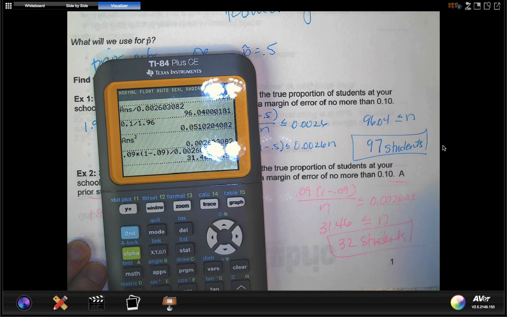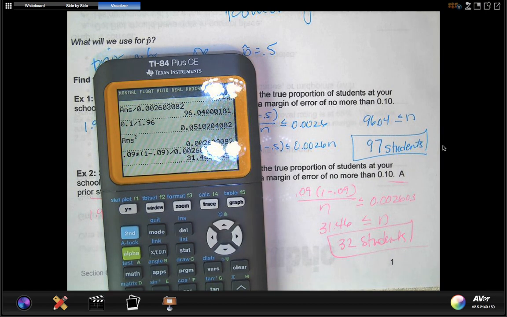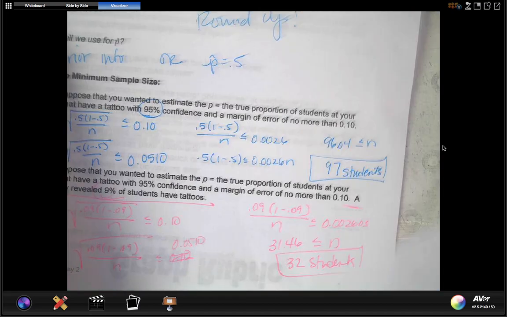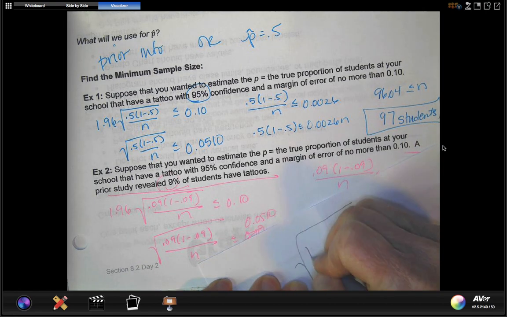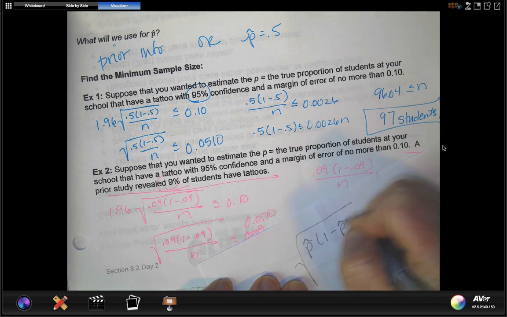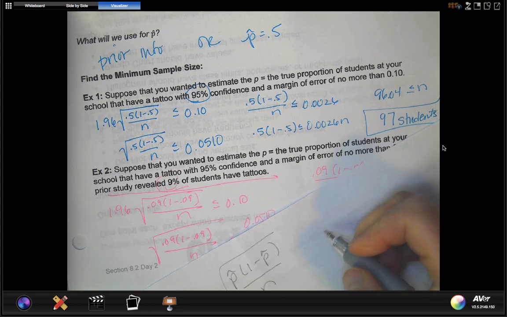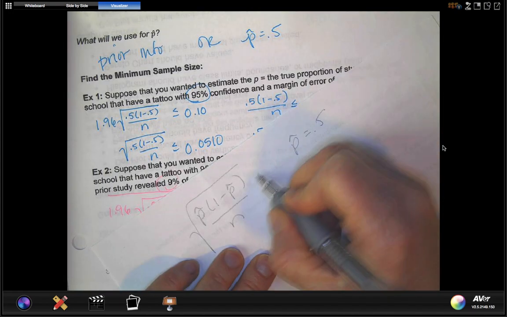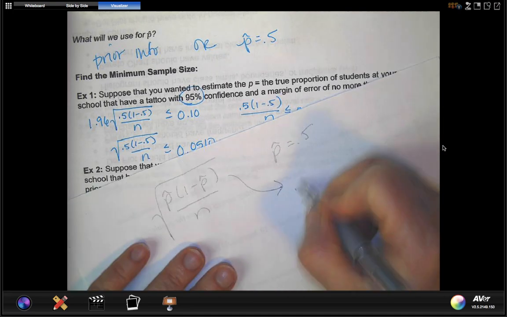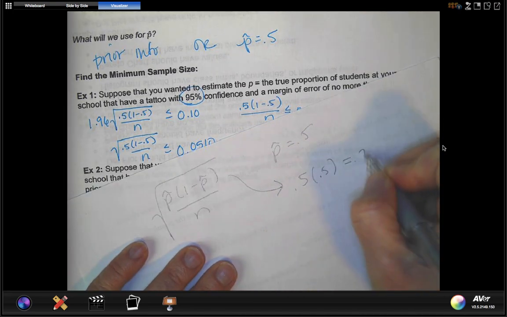Wow. What you notice there is that I need a lot fewer students if I have that prior information. So think about what's happening here. The only thing I really changed is that p hat part, right? Remember, this is that p hat times 1 minus p hat over n. When we say let p hat equal 0.5, basically what's happening in this part of the formula is I have 0.5 times 0.5, so I get 0.25, right?